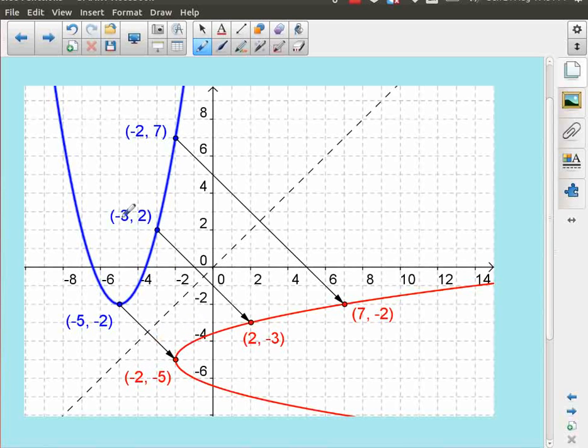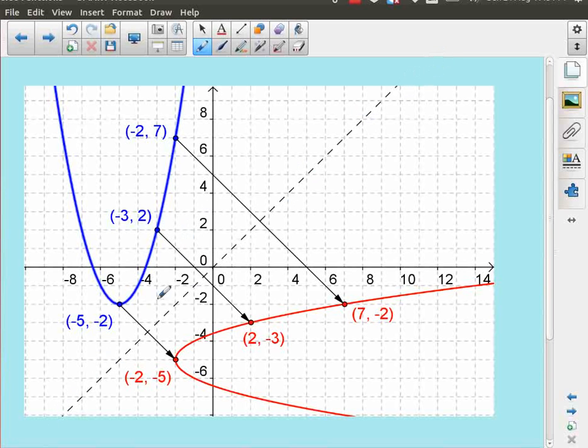I take the point -3, 2, which becomes the point 2, -3. Negative 2, 7 becomes the point 7, negative 2. And if I did this for more and more points, I would end up describing this inverse relation, which is a parabola tilted over on its side. And you can see I've put in the line y equals x. That's our mirror line. That's our line of reflection.